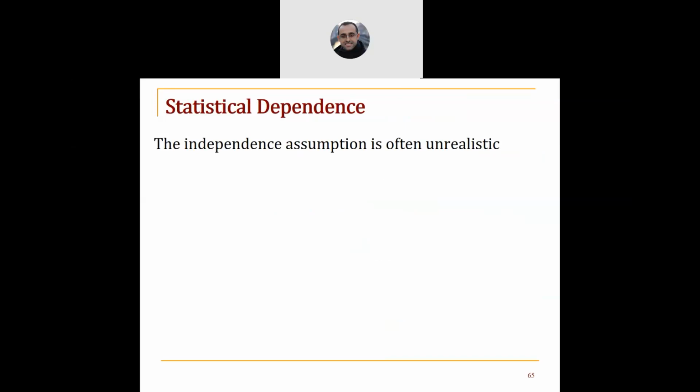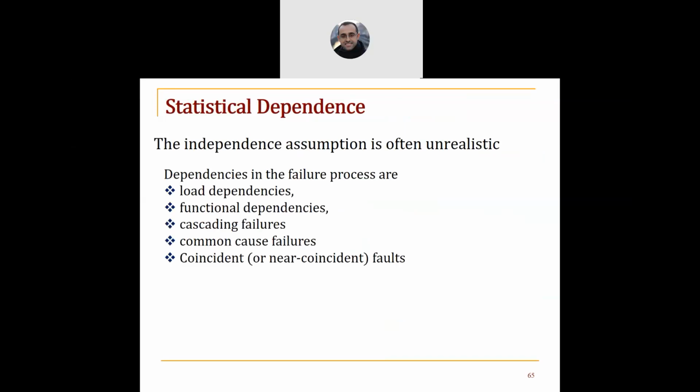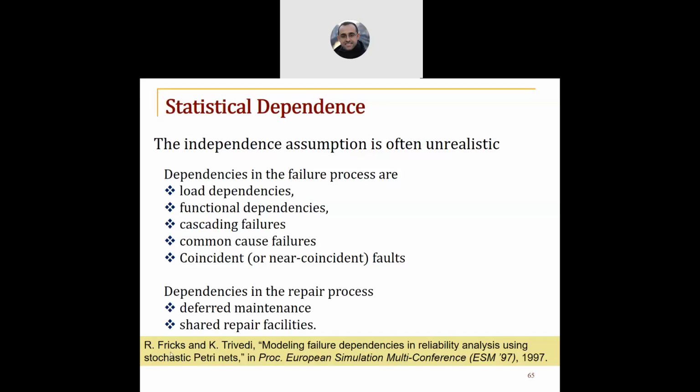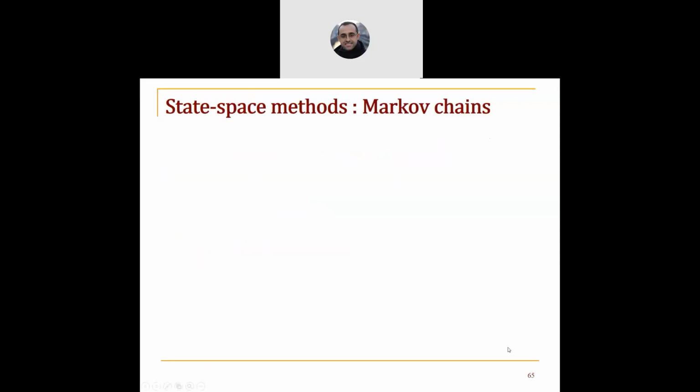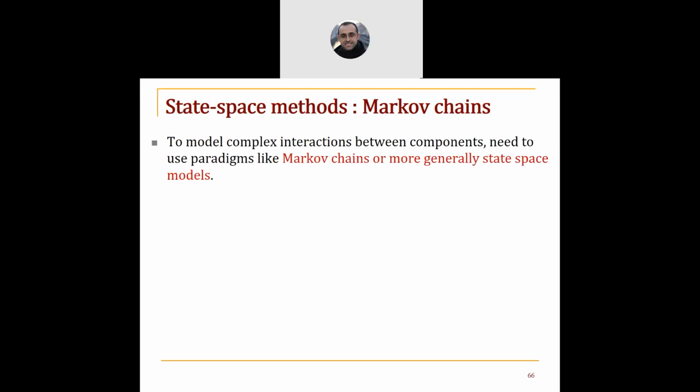So the independence assumption is often unrealistic. And I've listed here more types of dependencies in real systems. And this paper that we wrote in 1997 lists some of these dependencies. So the alternative to represent dependencies is to use state space methods. And the simplest example of state space methods are Markov chains, or continuous time homogeneous Markov chains. So to model complex interactions between components, we need to use paradigms like Markov chains, or more generally, state space models.